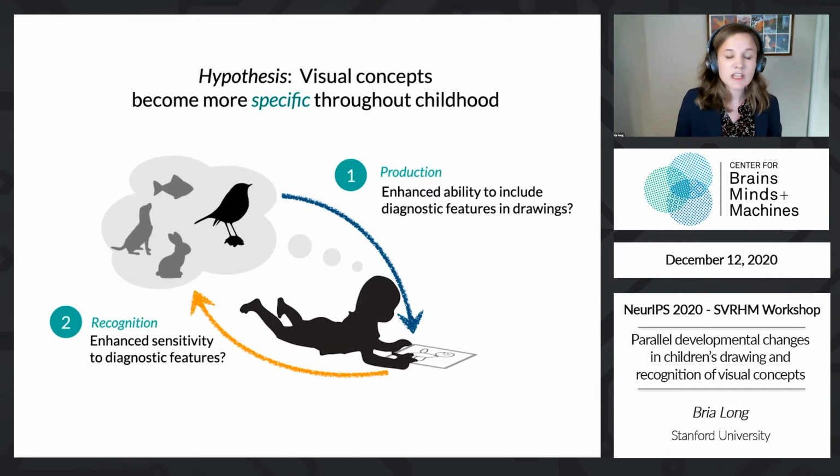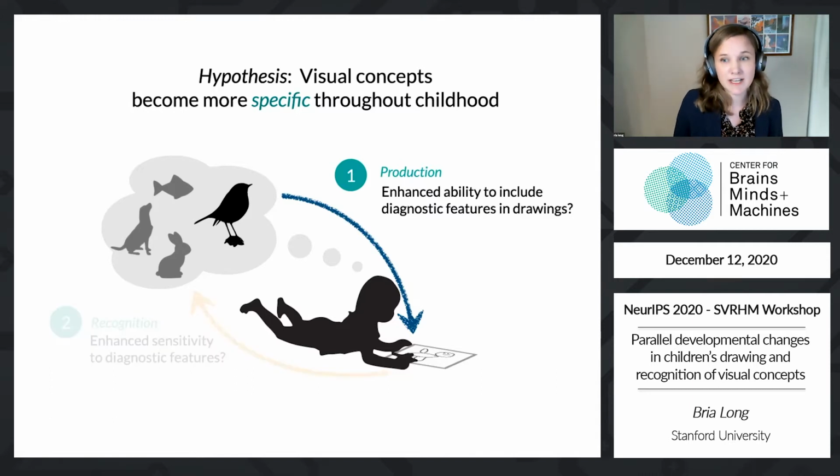That is, if it's really about children's internal representations that are changing, we should also see children showing enhanced sensitivity to these diagnostic features when they're asked to recognize drawings of different object categories. And this will be the outline for the rest of the talk. Now I'm going to start with this first section on children's visual production.